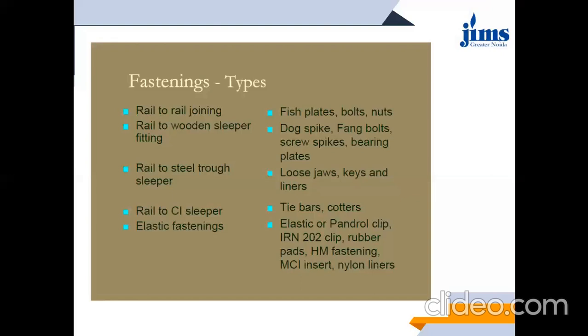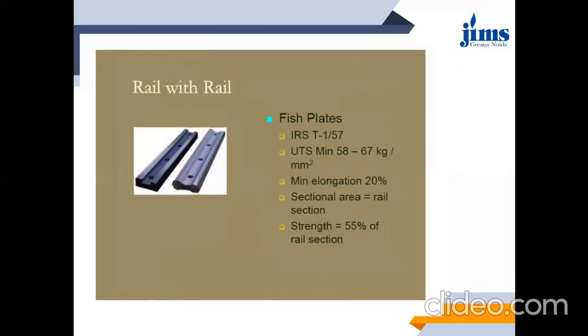Okay, so over there, these elastic fastenings are the most prominently used fastening devices, which are used to fix the rails to the sleeper or the rails to the ballastless railway track. These include devices like the IRN 202 clip. The most commonly used in Indian Railways is the fan roll clip, which is also known as the elastic clip. Then there are other devices like rubber pads, HM fastening, MCI, nylon liners, etc., which we will look at one by one. Okay, these are here in the images.